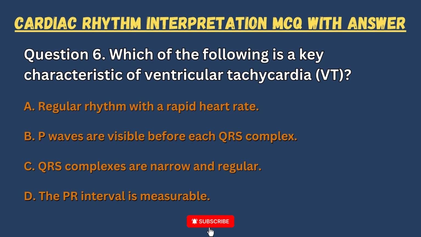Question 6. Which of the following is a key characteristic of ventricular tachycardia, VT? A. Regular rhythm with a rapid heart rate. B. P waves are visible before each QRS complex. C. QRS complexes are narrow and regular. D. The PR interval is measurable.